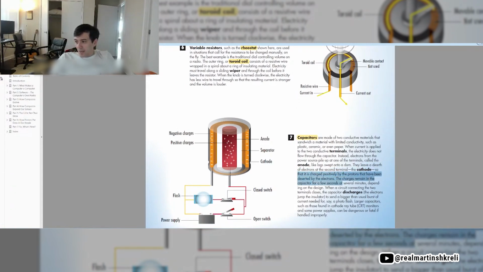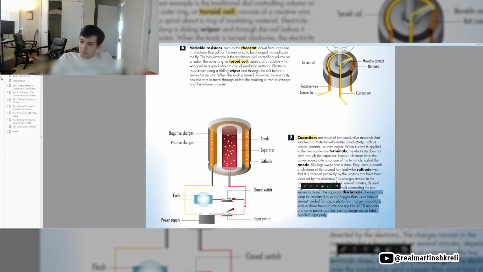The charges remain in the capacitor for a few seconds to several minutes, depending on the design. When a circuit connecting the two terminals closes, the capacitor discharges, the electrons jump the insulator, to send a bigger than usual burst of current needed for, say, a photoflash or something like that. Larger capacitors, such as those found in CRT monitors, cathode ray tube monitors, and some power supplies, can be dangerous or fatal if handled improperly. So there's the kind of capacity building.